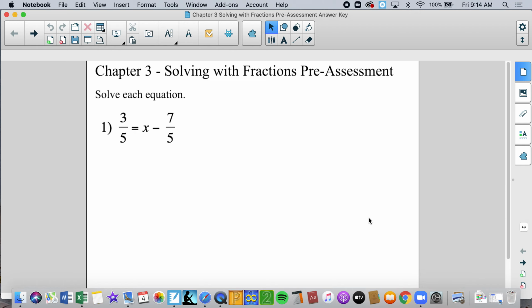Here we go. All right. This is chapter 3, solving with fractions, solving equations that contain fractions. This is the pre-assessment. And let's start with number 1.